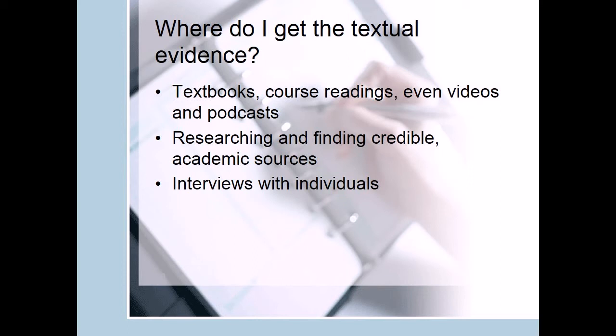We can also find credible sources online, preferably Edu, Gov or Mil sites. In addition, we can conduct interviews with individuals who may be able to provide us with credible information and not just their opinions. Remember, if you are going to do an interview, the person should be considered a subject matter expert only.